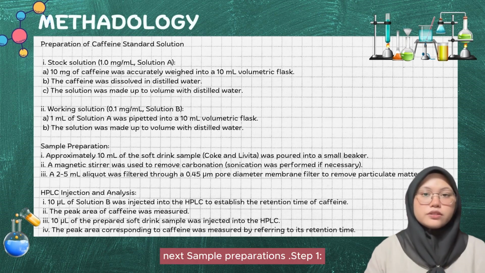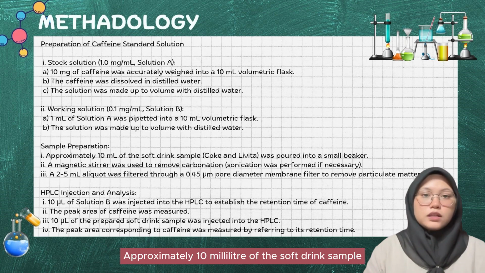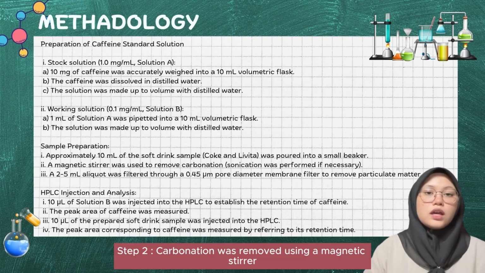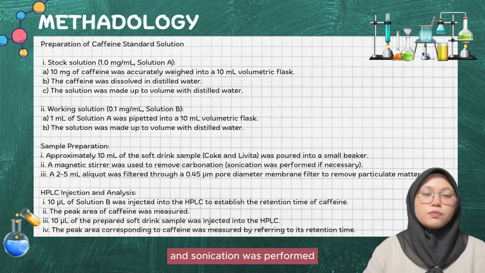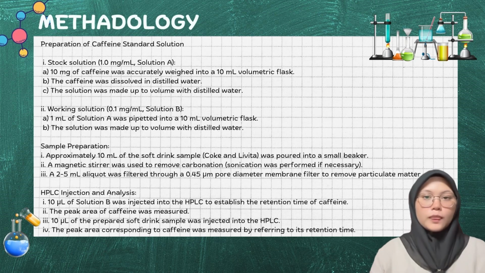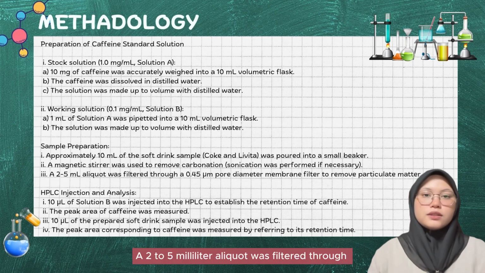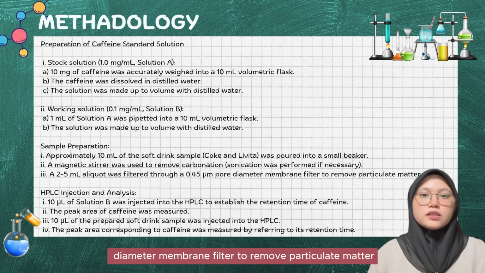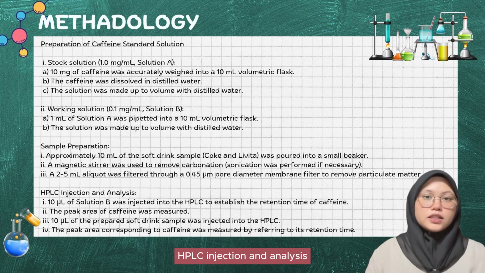Next, sample preparation. Step 1. Approximately 10 ml of the soft drink sample, which is Coke or Levita, was poured into a small beaker. Step 2. Carbonation was removed using a magnetic stirrer, and sonication was performed if necessary. Step 3. A 2 to 5 ml aliquot was filtered through a 0.45 micrometer pore diameter membrane filter to remove particulate matter.